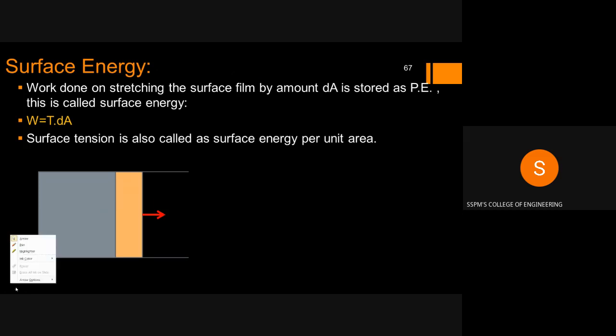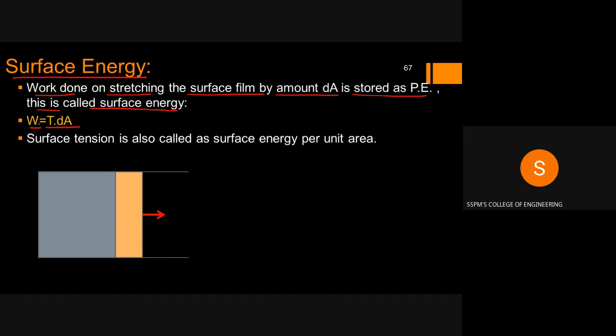The next concept in the surface tension is the surface energy. Now what is surface energy? Work done on stretching the surface film by the amount dA is stored as a potential energy in that liquid, and this energy is called the surface energy. Its mathematical expression is W is equal to T into dA, that is, surface energy is equal to surface tension into change in the surface area. So surface tension is also called surface energy per unit area.